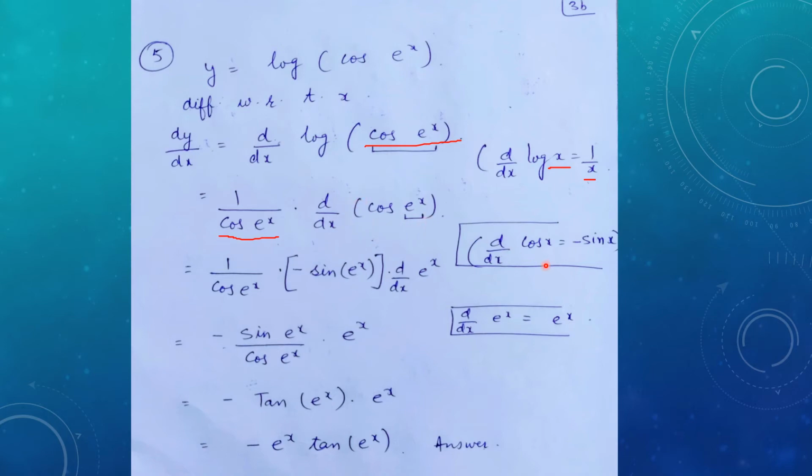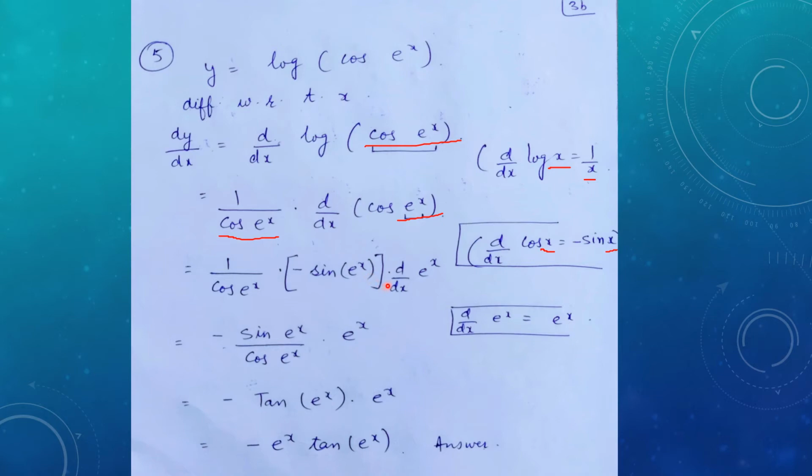Now again a formula, the derivative of cos x is minus sine of x. This x here will be replaced by what is substituted for x. It is e power x. So wherever in the formula you are writing x, you will write e power x, right? So your answer comes out to be 1 upon cos e power x into the derivative of this cos e power x. What is the derivative? Minus sine of e power x.